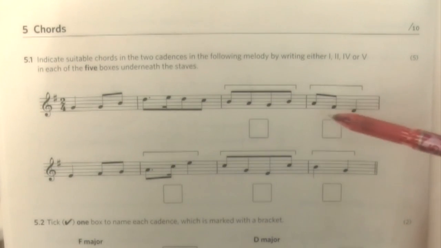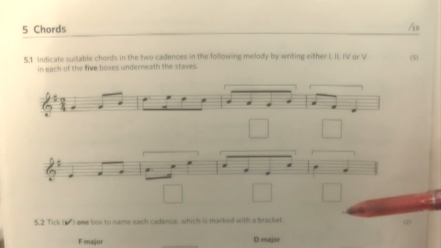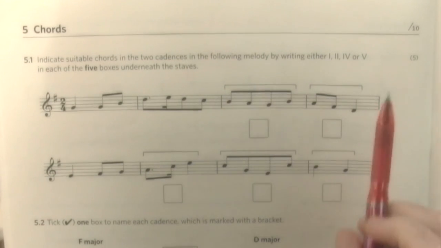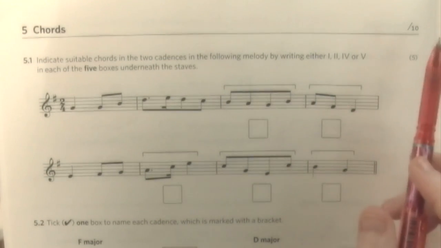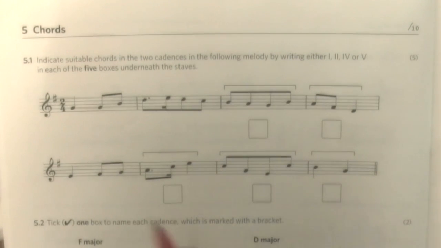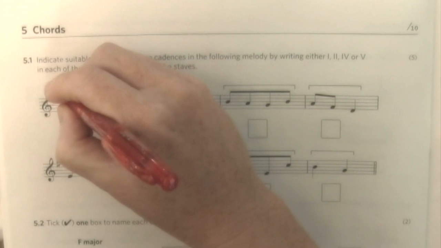In this first question, we need to find the chords that form the cadences. And the only chords that we can find are 1, 2, 4, and 5, not other ones. And this is important. First, the key. We are in G major. We start on G, we finish on G. That's G major.